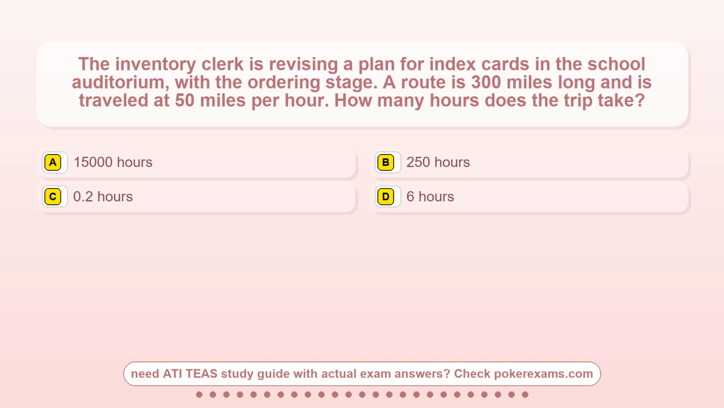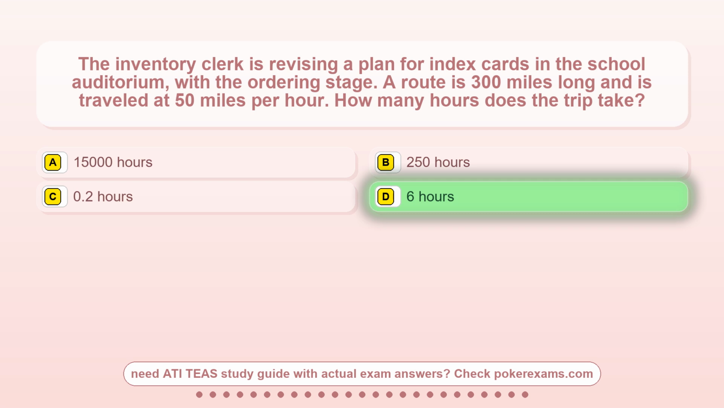Question 22. The inventory clerk is revising a plan for index cards in the school auditorium, with the ordering stage. A route is 300 miles long and is traveled at 50 miles per hour. How many hours does the trip take? Option A, 15,000 hours. Option B, 250 hours. Option C, 0.2 hours. Option D, 6 hours.